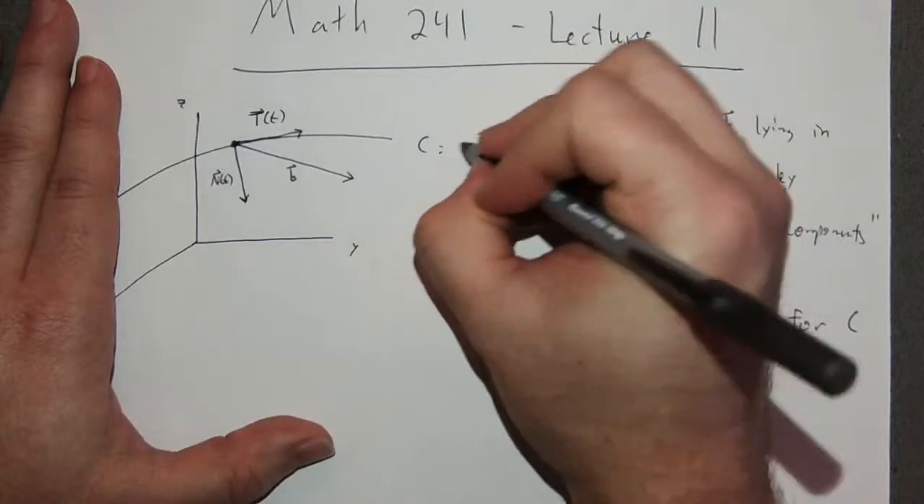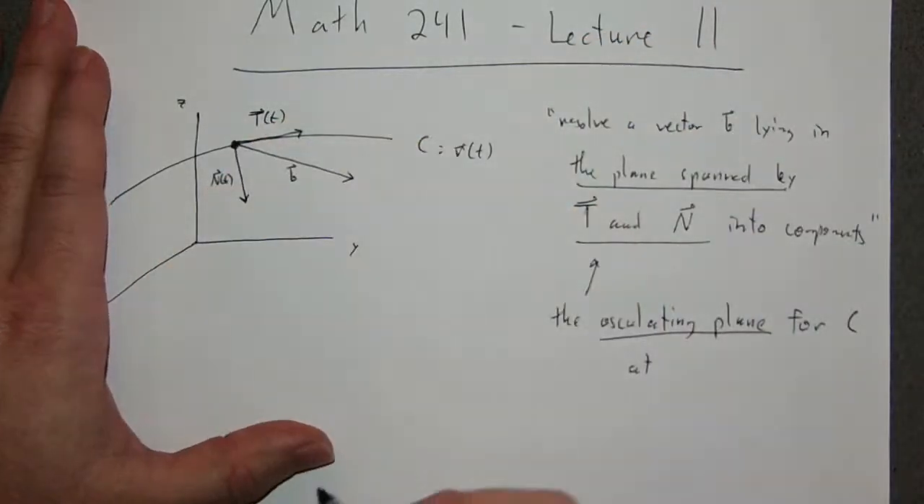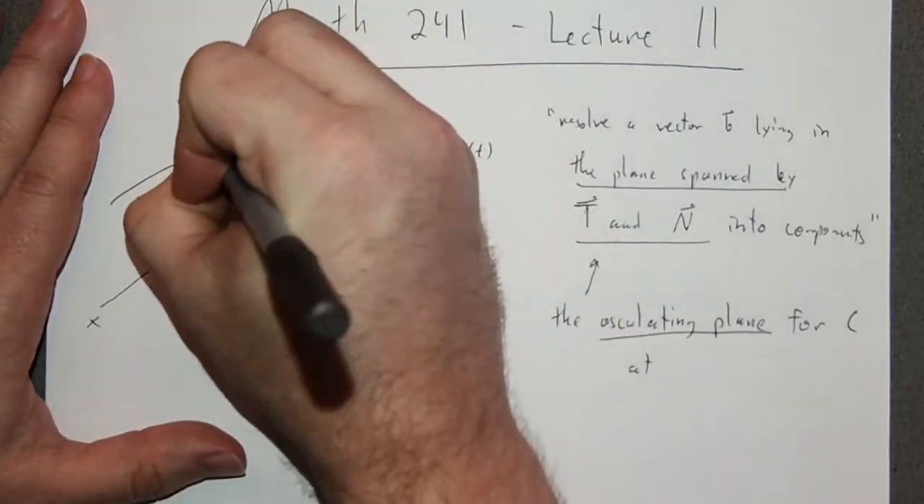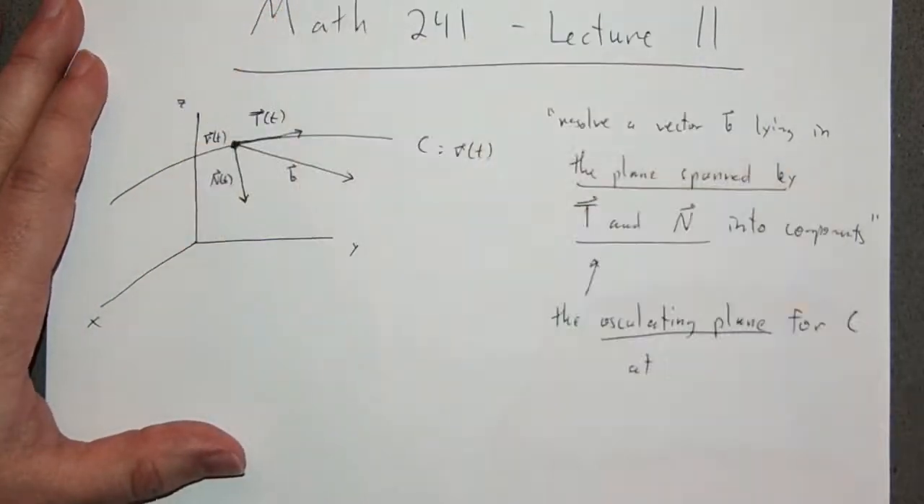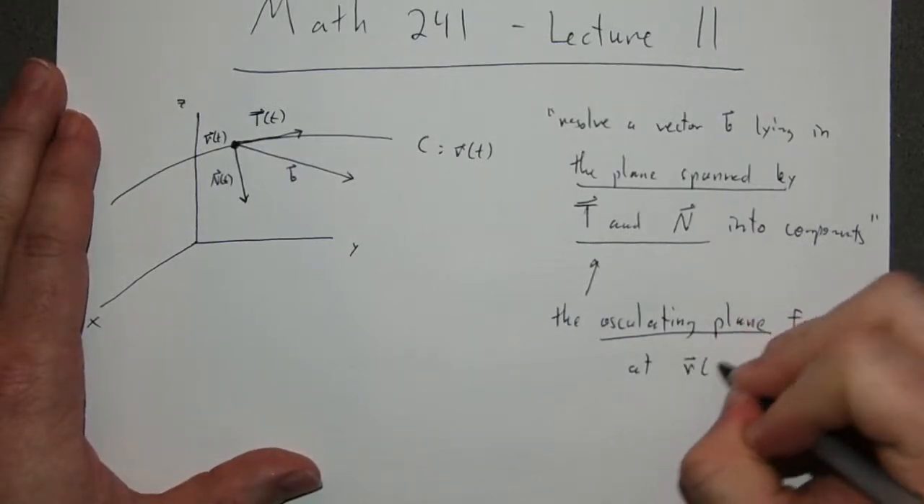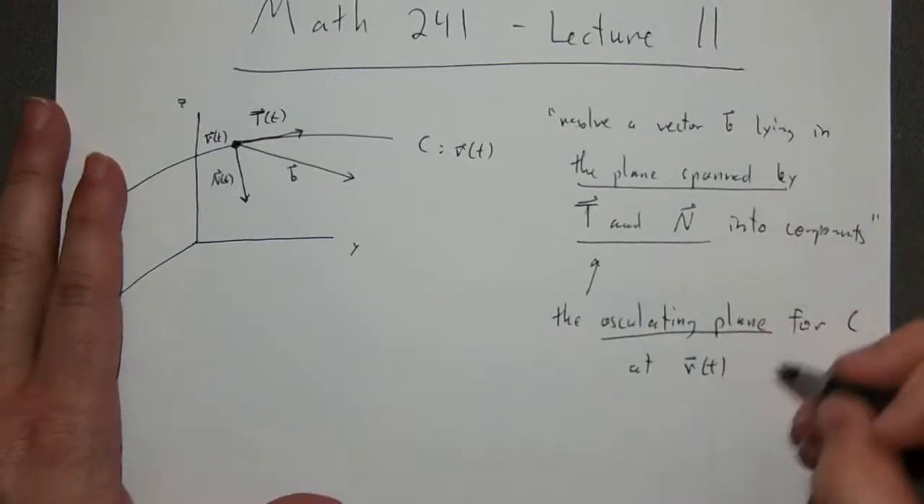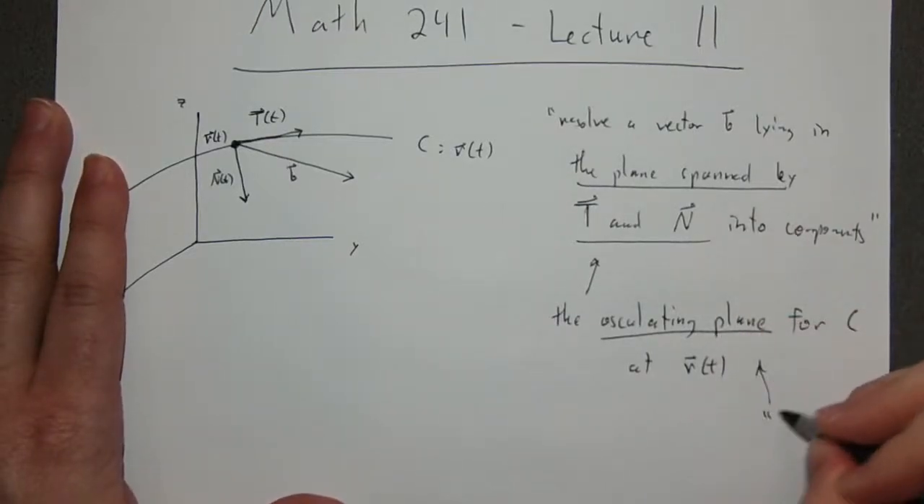This is called the osculating plane for C at the point determined by this. If C is determined by some parameterization r(t), and this is my point r(t) here, this is the osculating plane for C at r(t). Osculating is not oscillating. Osculating comes from the Latin osculatus, meaning kiss. So this is the kissing plane.